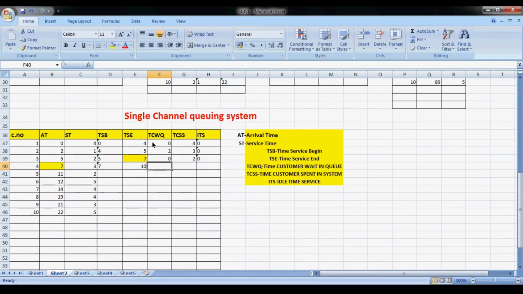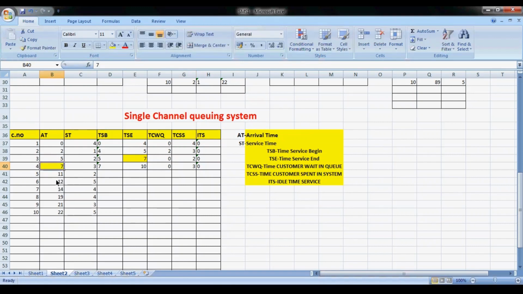Now we need to find out time customer wait in a queue. The customer is coming at 7, the server is going to finish the operation at 7, means the customer is not waiting. Similarly, the server is also not waiting, so 0. So time customer spent in a system: time service end is at 10, arrival time is at 7, so 10 minus 7 will get as 3 minutes the customer is going to be spent in the system.